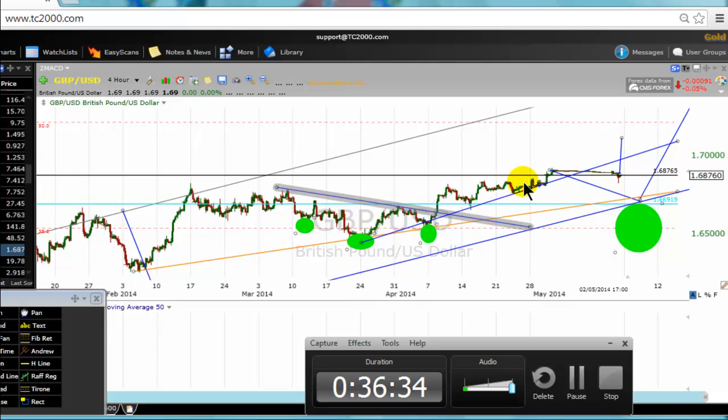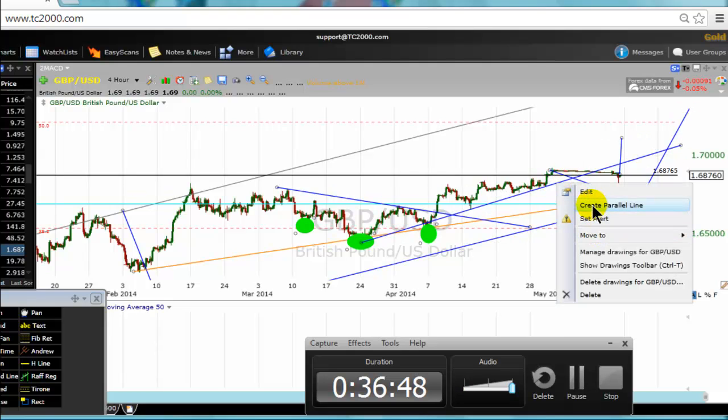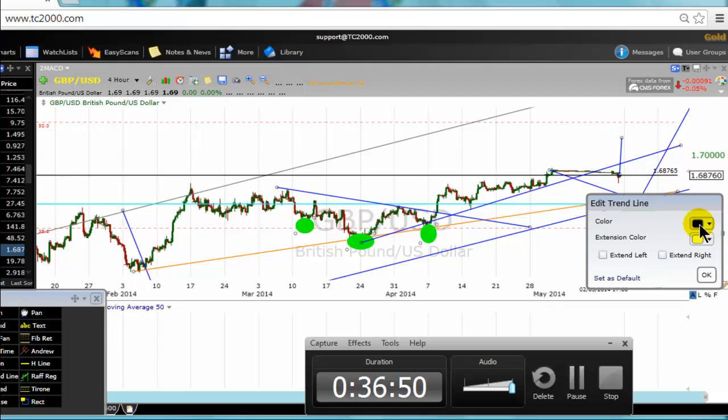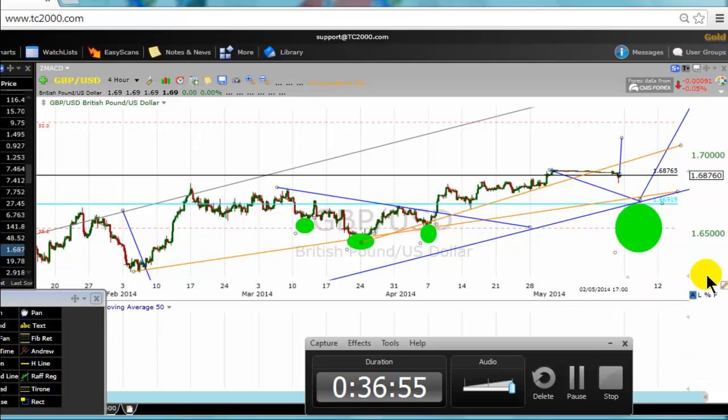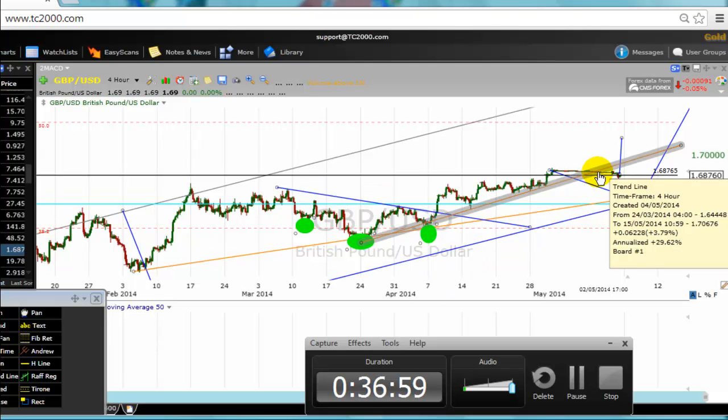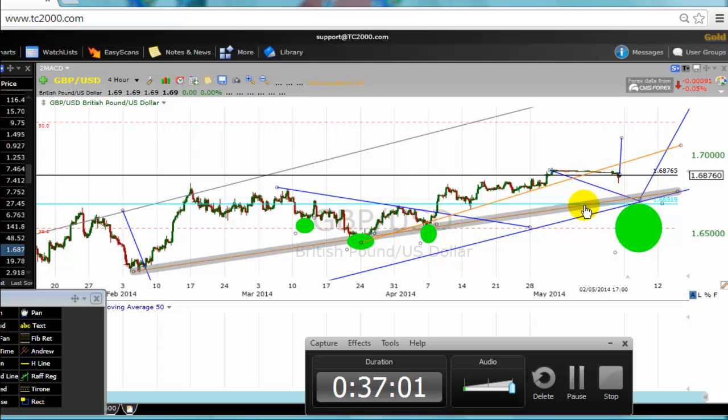Now I draw another bullish trend line because the momentum was increasing, this point and this one. So if I color it again into orange again, we are on the 4-hour chart, and you see we are below the second. So we are now in this triangle here. Do you know how to trade this?